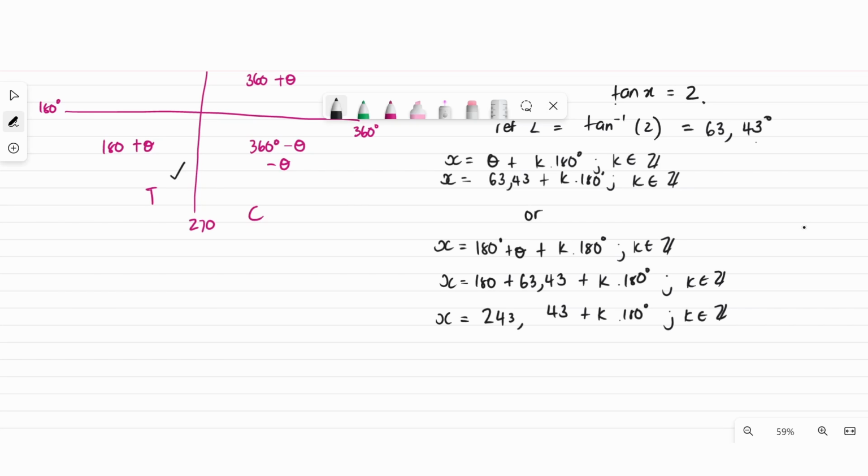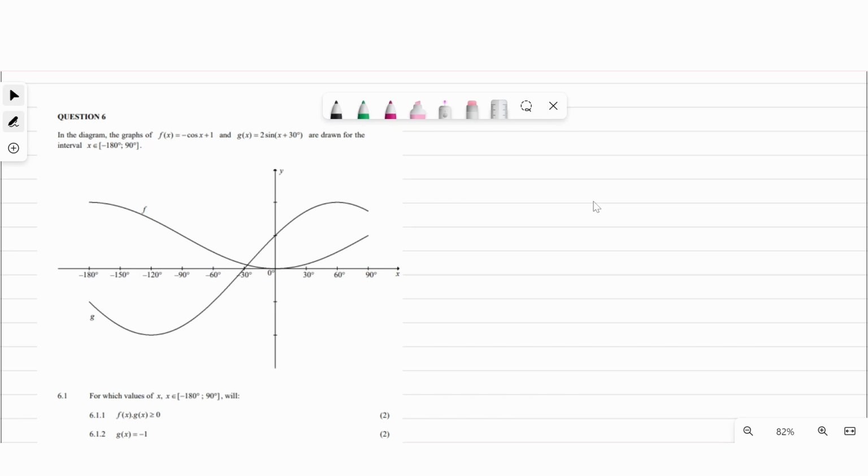Then you're done with this question. So now moving to question 6. It says in the diagram the graph f of x is equal to, then they give us the graph of f of x, then they give us the graph of g of x, are drawn in the interval between negative 180 till 90 degrees, right?